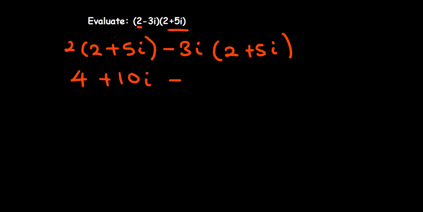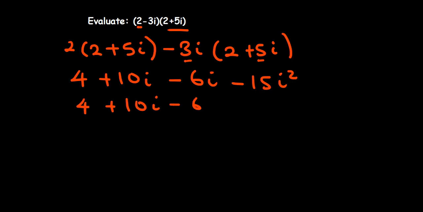minus 6i. So that will be minus, so 3 by 5 is 15, then i by i is i squared, so that will be 15i squared. So from here we say 4 plus 10i minus 6i. So where there's i squared, I can replace i squared with negative 1.